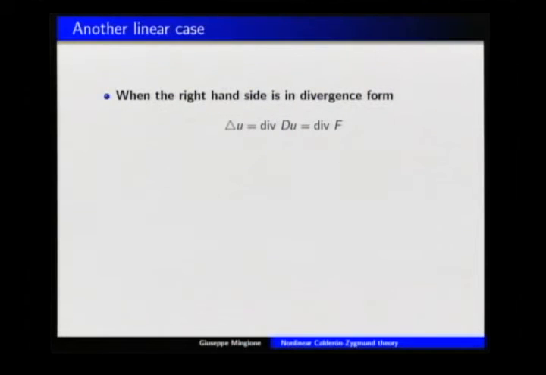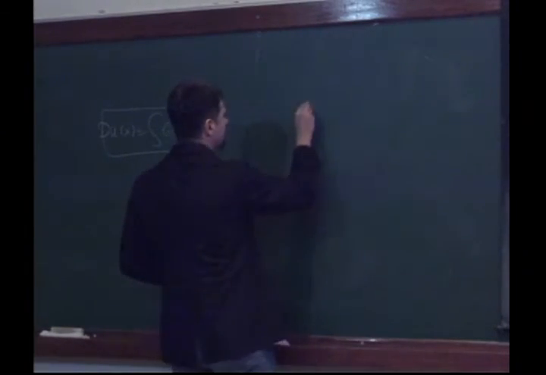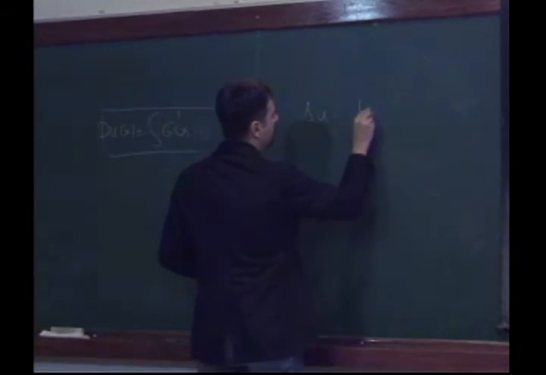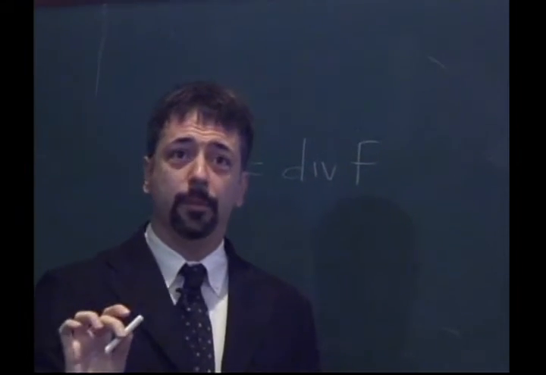the same thing holds for this equation. For this equation, what's the result? The result is the following one. And it is essentially equivalent to the previous result. So you're analyzing a right-hand side which is in divergence form.